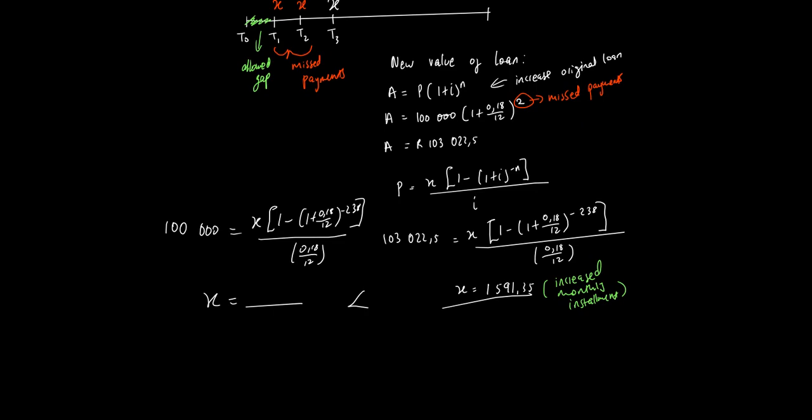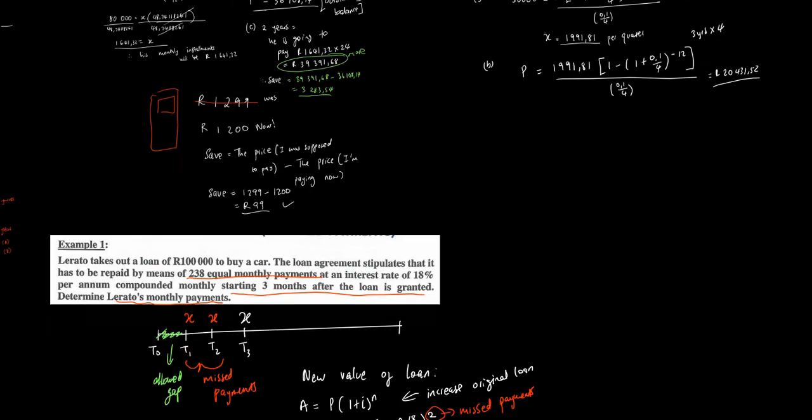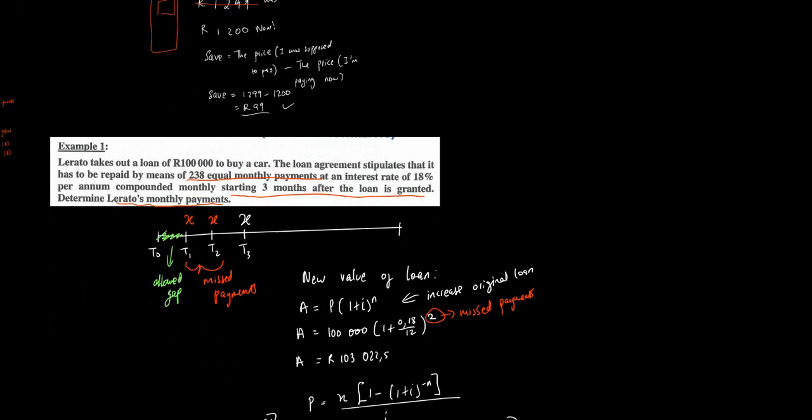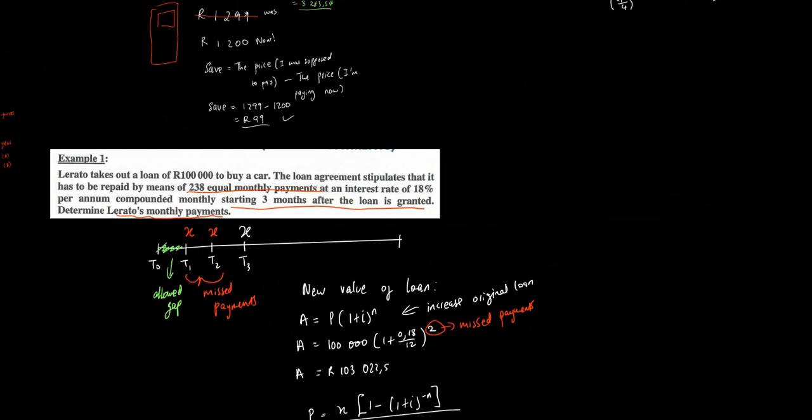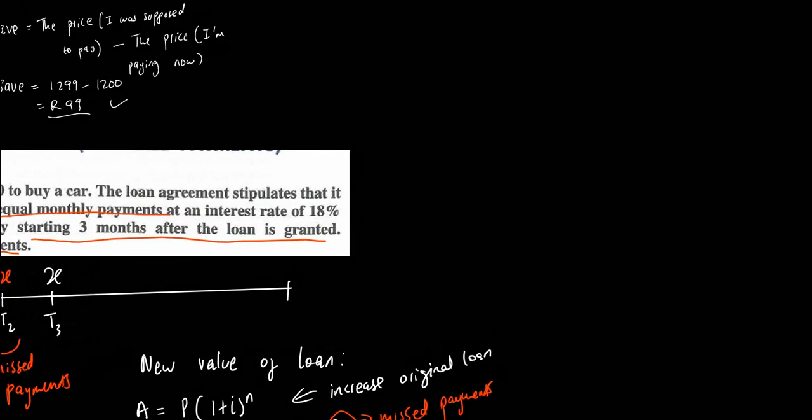Sorry. Let's look at this one here. Still, this guy missed some payments. Check what it says. Okay. Ran out of space there. Let me zoom in. Yeah, I can use this space here.